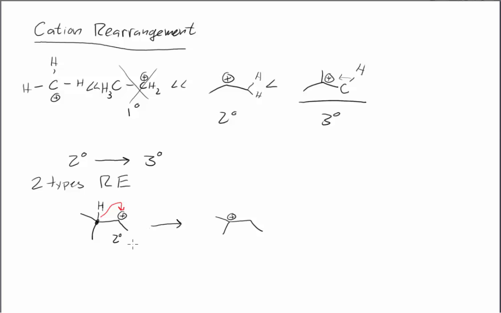The hydrogen left with its CH bond. This is called a hydride shift. And it left behind a tertiary cation. So we've made a more stable cation. This is a very favorable process.